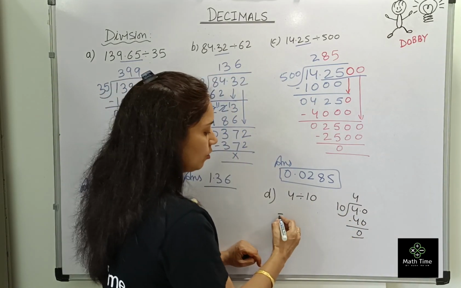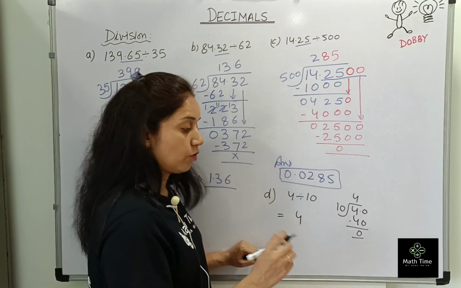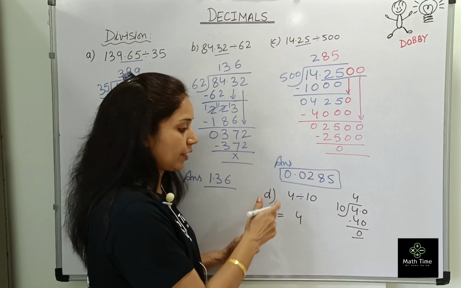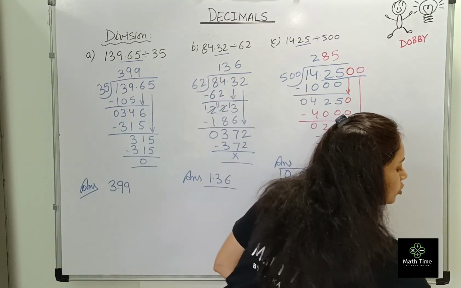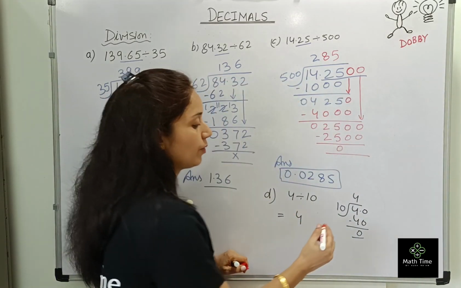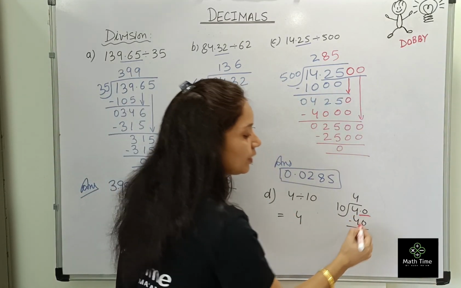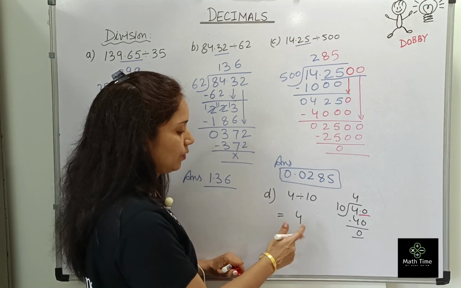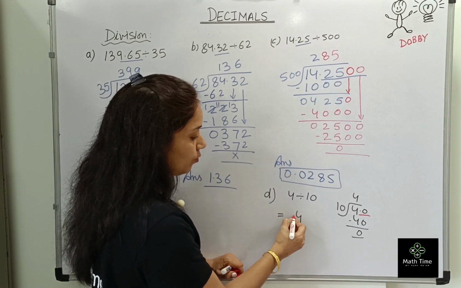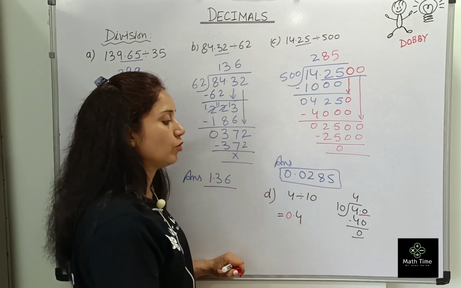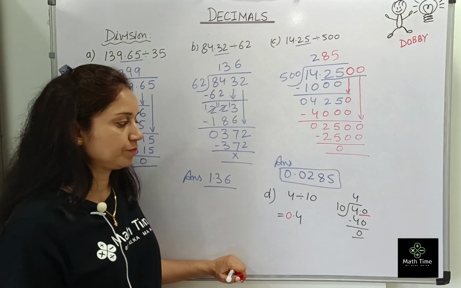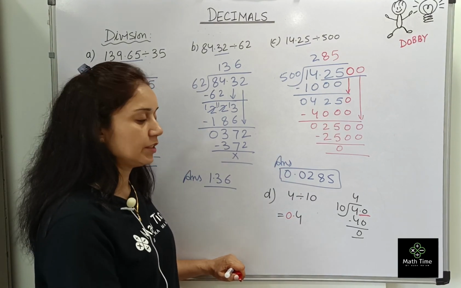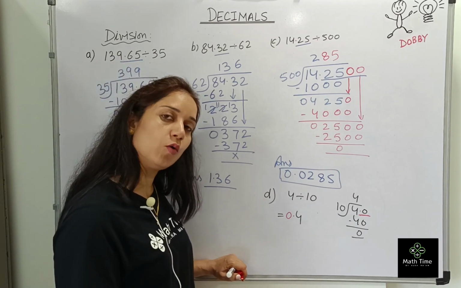Quotient is 4. Now, given question you don't check. What do you check? You check the question which you have made as per the requirement. It becomes 1 decimal place here, 0.0. So in answer also there will be 1 decimal place. Point will come here, 0.4. Okay. So this is how we divide a number by a whole number.